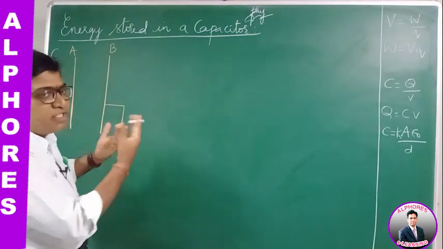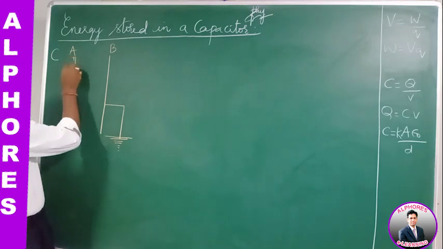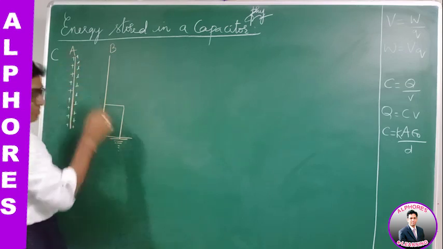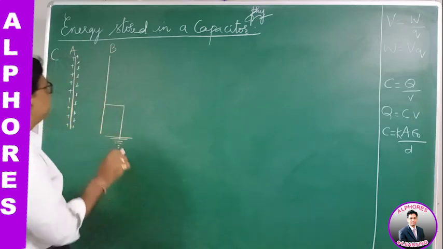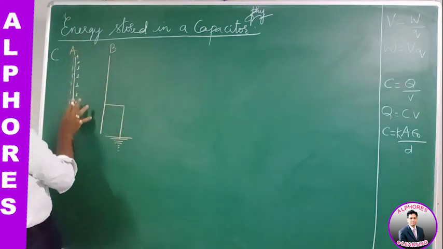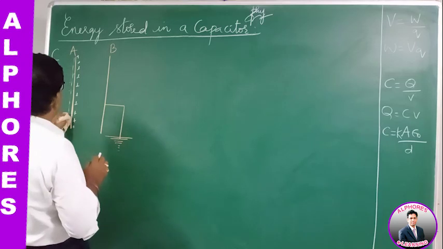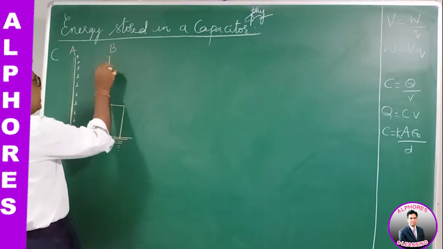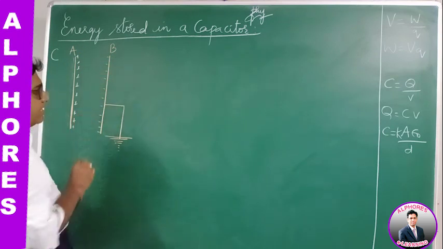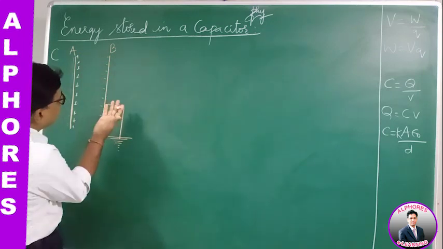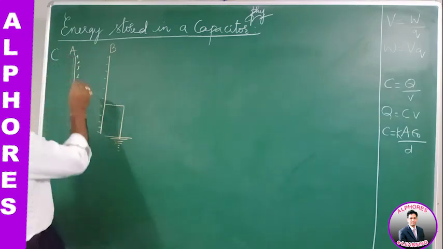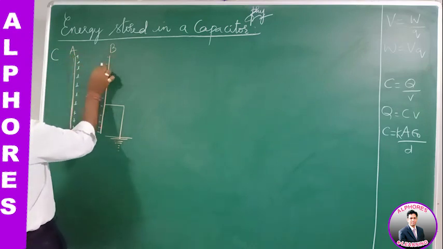Now I am giving charge to it. I give charge to this plate, adding charge slowly to the plate like this. Because of this positive charge, there is induction taking place, and you get negative charge. The positive charge on the other side of plate B will go into the earth. Due to this, a field is produced inside the parallel plate capacitor, right?